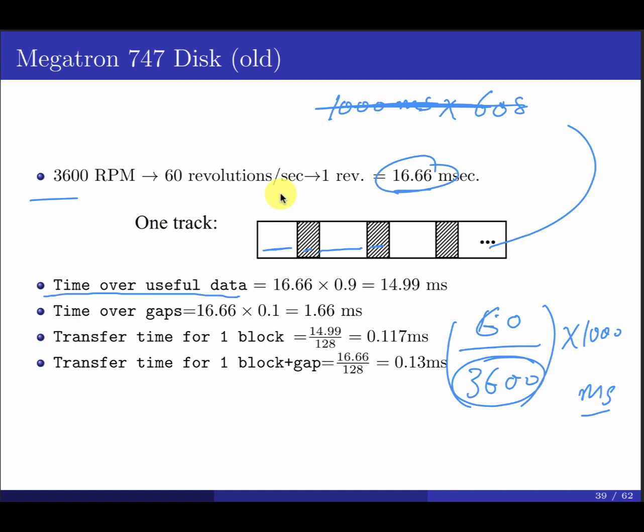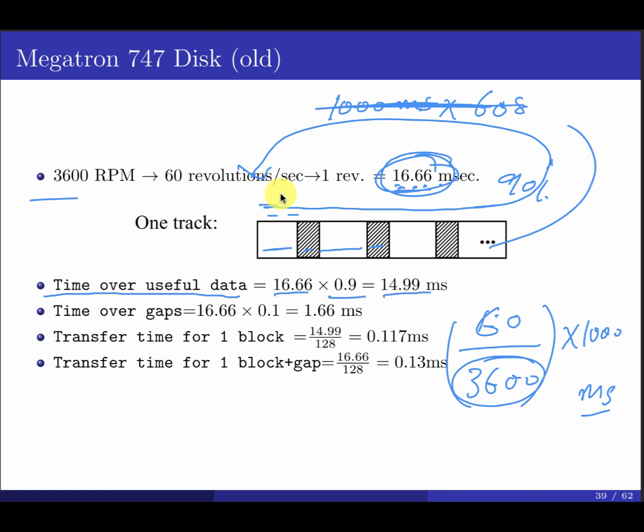Good. The time over useful data. What does that mean in this case? It's the time that the head is going to pass over the useful data. So this one can be performed in one rotation, and I know one rotation is 16.66. 90% of the time from the 16.66 is going to go over useful data, because the example gives you this hint, 10% over, let's say, unusable data. Okay? So in this case, you take this number, multiply by 90%, and it gives you 14.99 milliseconds. That's the time going to be spent to go over all useful data, over the sectors.